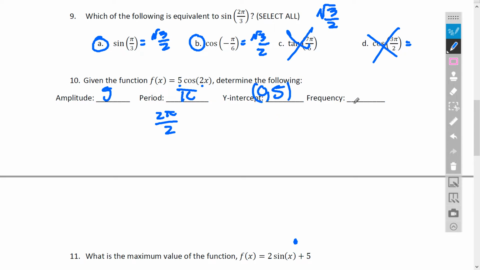The frequency is the inverse of the period. So if we have the period being pi, the frequency would be the inverse, 1 over pi, or we could say that the frequency is b divided by 2 pi, so 2 divided by 2 pi, which is once again 1 over pi. So the frequency, 1 over pi.